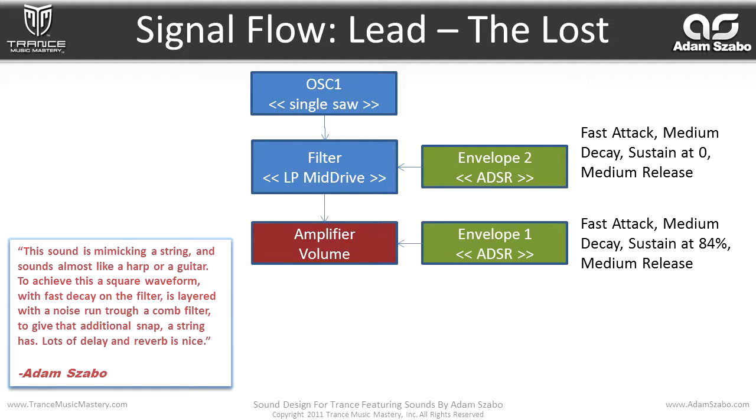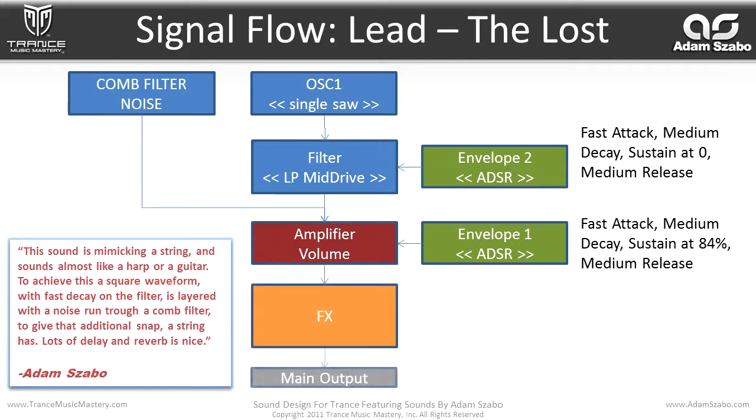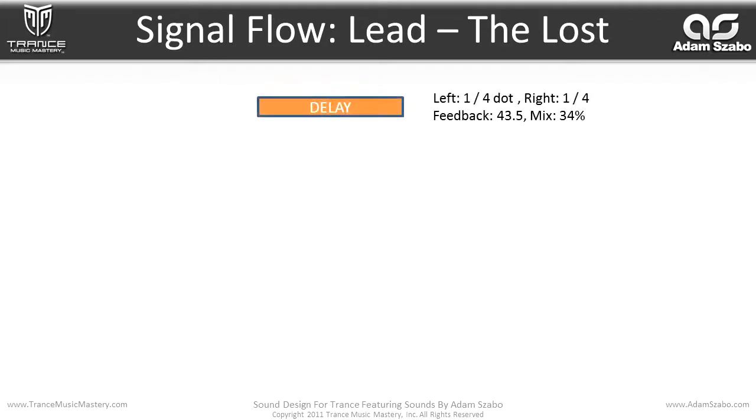Okay, so the noise is run through a comb filter, and that is layered in with the output of the low-pass mid-drive filter. And then after it goes through the amplifier, it goes to the effects and then to the main output. Okay, the first effect is a delay. And this one, we're going to set the left to 1/4 dot and the right to 1/4. So that will give a slight difference in timing between the left and right channels. Feedback 43.5 and mix in at 34%.